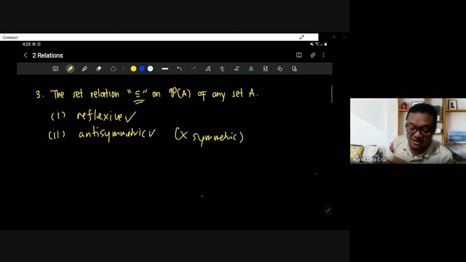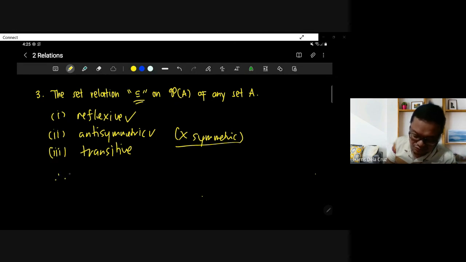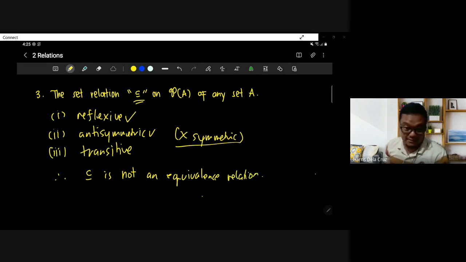Well, once you show that it is antisymmetric, it is automatically not symmetric. You cannot be symmetric and antisymmetric at the same time. That's not possible. They are mutually exclusive. And it is transitive. Since it is not symmetric, you can conclude that this relation is not an equivalence relation. So again, as an exercise, show the three properties using the definition of subset.